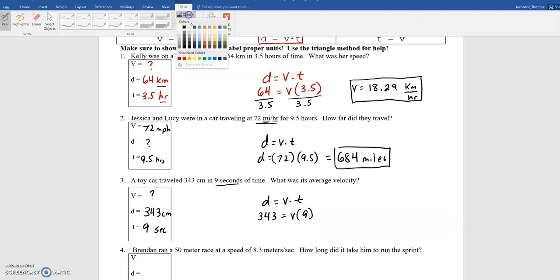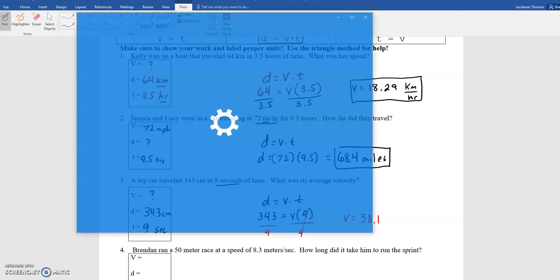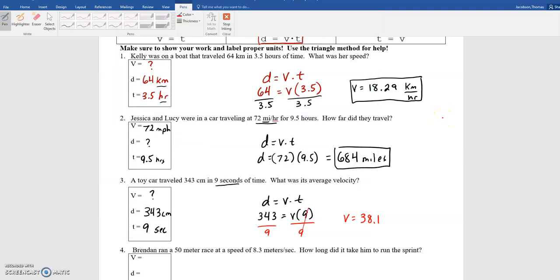And again, I'm going to have to divide both sides by 9 to get v by itself. And 343 divided by 9 is 38.1. Again, I'm looking to see what my units are. So it's got to be a distance over a time. It's got to be like a mile over hour. In this case, we did centimeters over seconds.